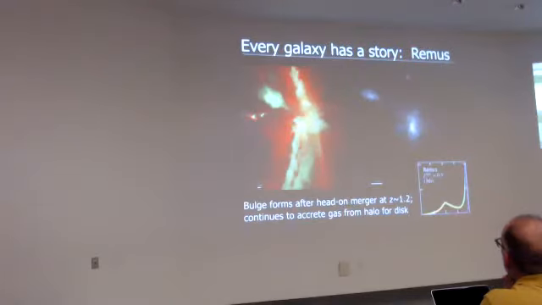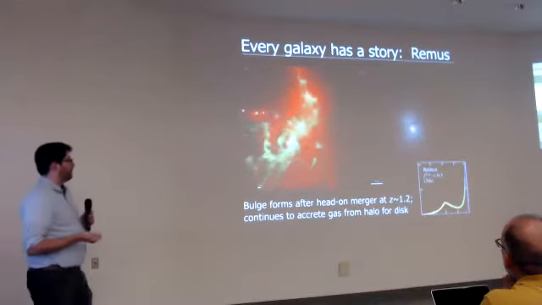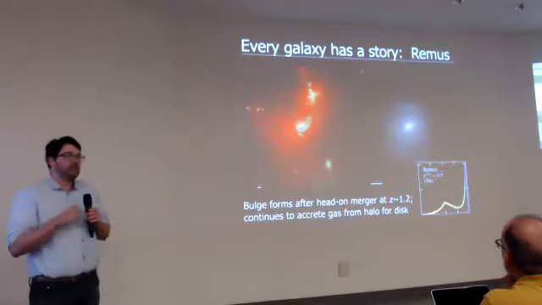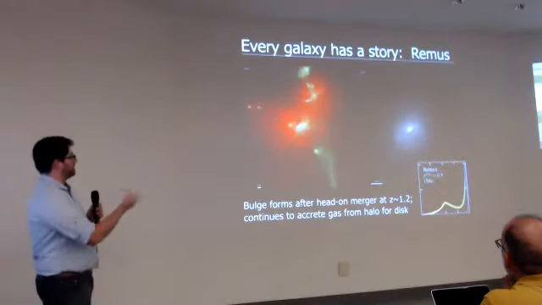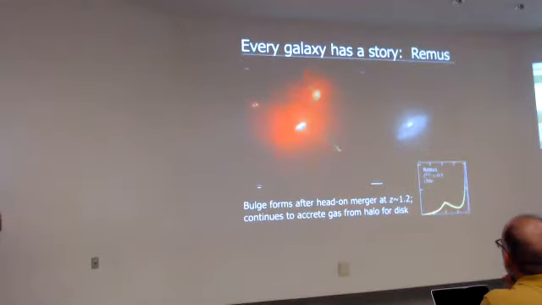Then we have Remus. If you remember, Remus has this clear disk plus bulge. Remus similarly undergoes basically a head-on merger at redshift about 1.2, right there. That forms a bulge, but enough gas gets flung out, and then it manages to continue to accrete gas out of the hot halo to form a nice thin stellar disk in addition to that bulge at late times.